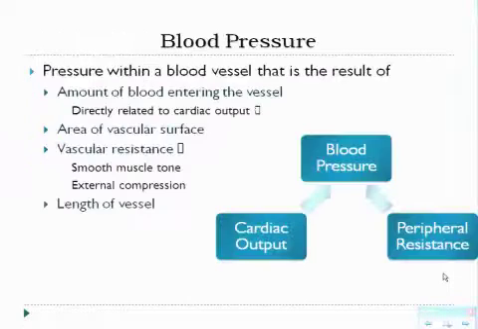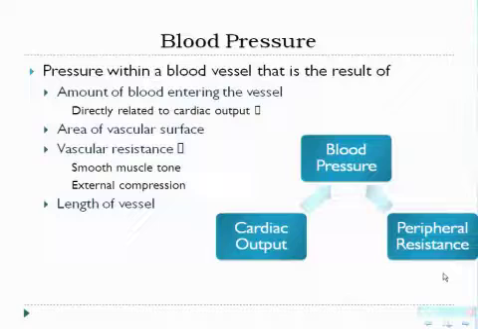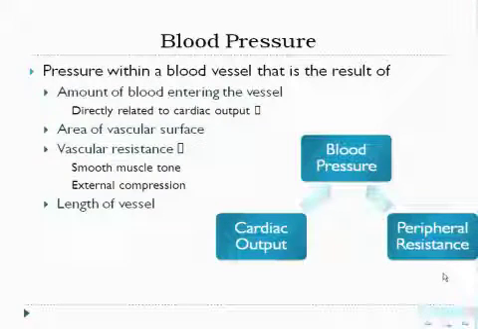and you need to be able to take care of it properly. Blood pressure is basically the pressure within the blood vessel as a result of the amount of blood being delivered to that vessel, which is directly related to cardiac output, a very important starting point. The second thing is the area of the actual vascular surface. The area of the vascular surface doesn't really change for most individuals in an acute stage. It pretty much stays consistent.